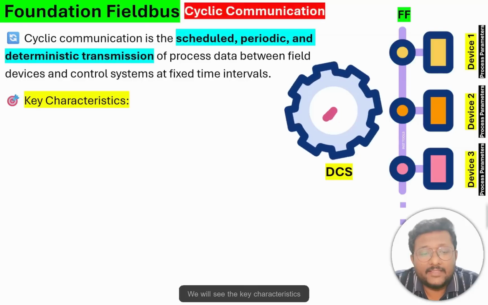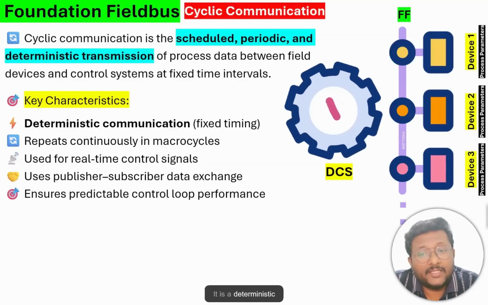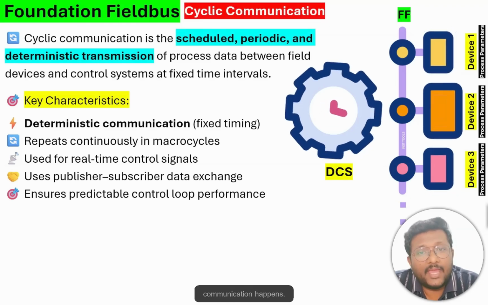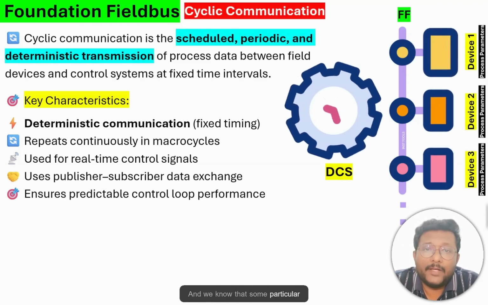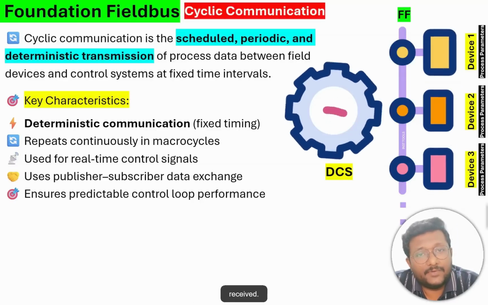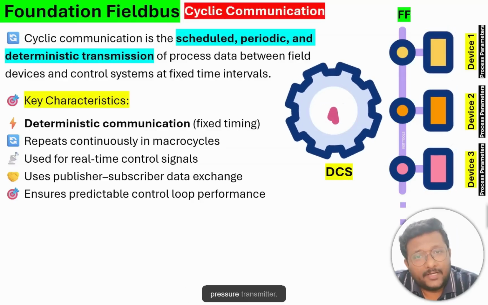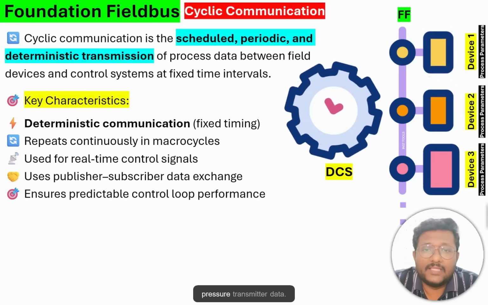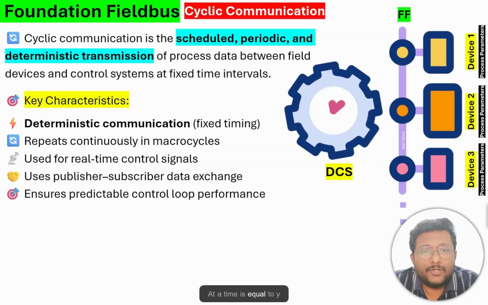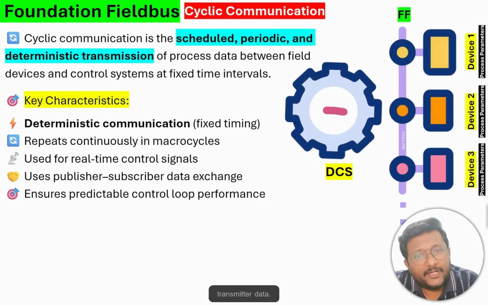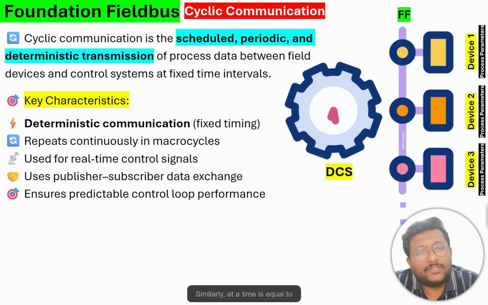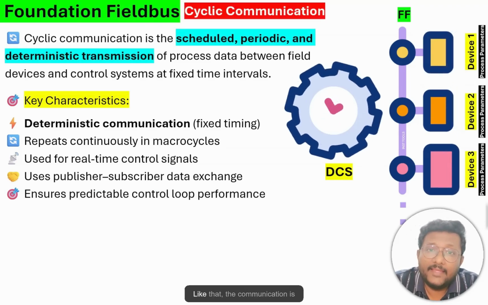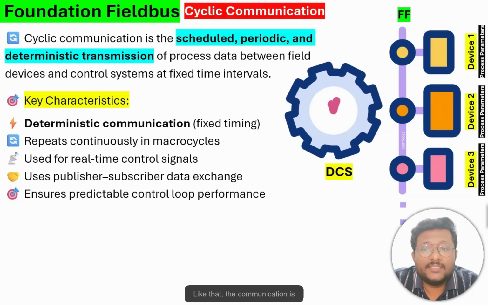We will see the key characteristics. It is a deterministic communication. That means at fixed timing intervals, we know that the communication happens and we know that some particular data of a transmitter will be received. In our example, the first one is the pressure transmitter. At time equal to x seconds, we will receive the pressure transmitter data. At time equal to y seconds, we will receive flow transmitter data. Similarly, at time equal to z seconds, we will receive control valve position feedback. Like that, the communication is deterministic.